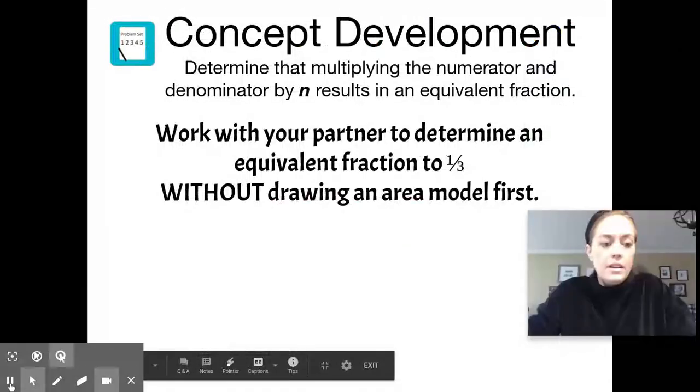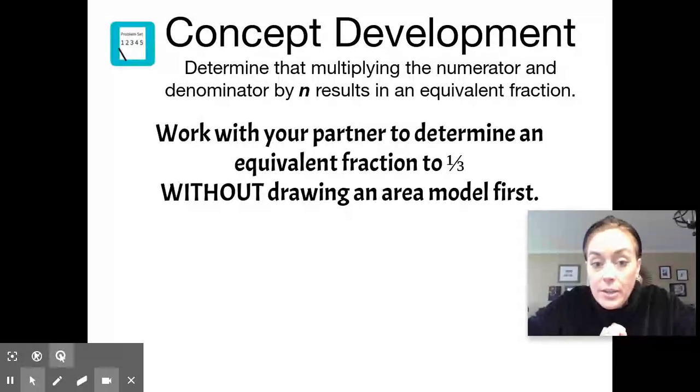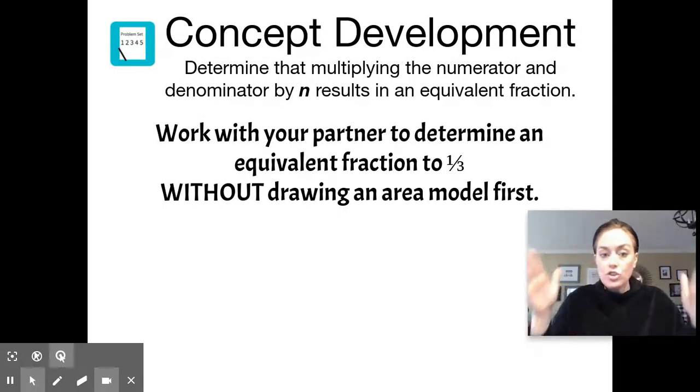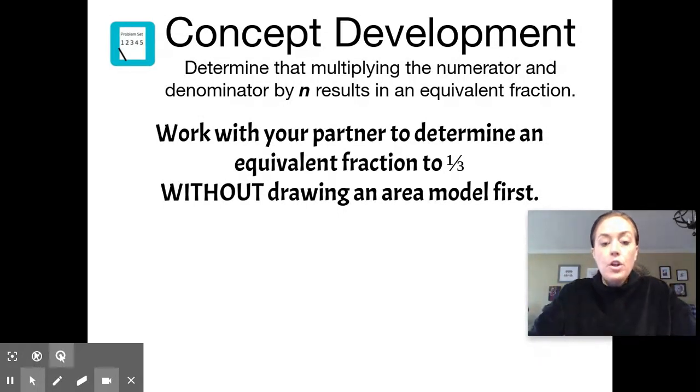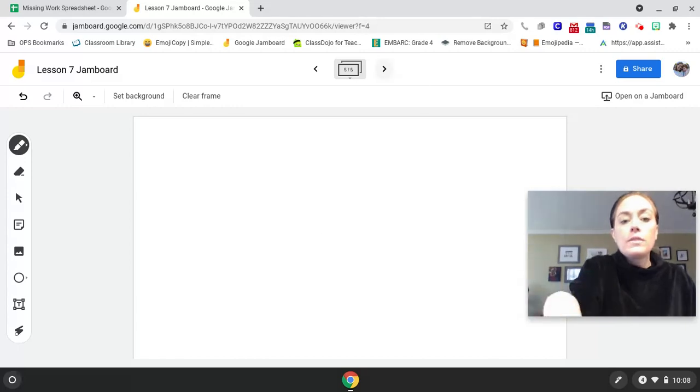Very good. Okay, the next thing we're going to do is, instead of starting with an area model, we are going to show an equivalent fraction without doing the area model first. So that means we're going to have to do the multiplication piece first. Okay, so we're not even going to draw 1/3, but we are going to come over to our Jamboard and we're going to write the fraction 1/3. And we're going to come up with an equivalent fraction for it, okay?